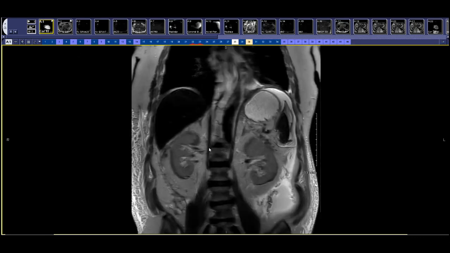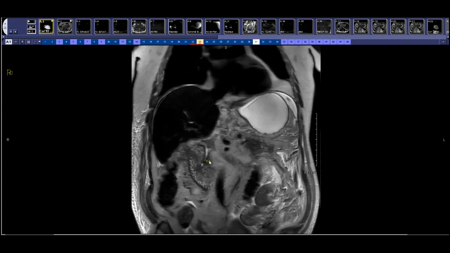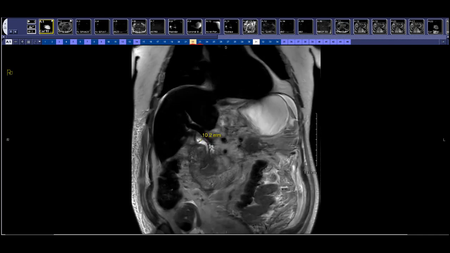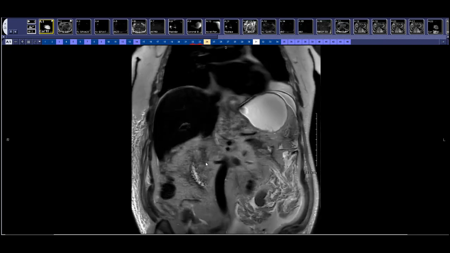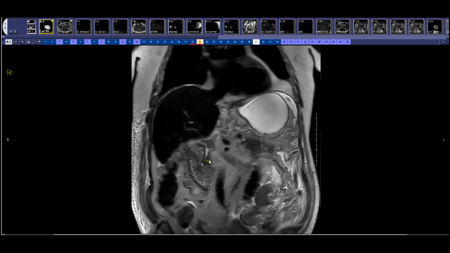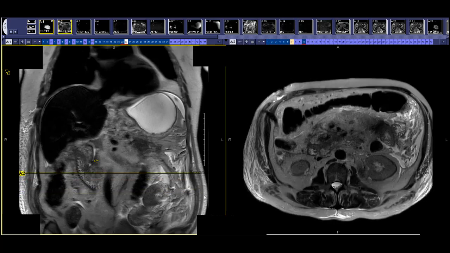So on our coronal T2 where we started, here we can see the common bile duct extending down near the duodenum, and in this case it's dilated, measures up to 10 millimeters, and kind of gradually tapers as it gets close to the pancreatic head. And here with the arrow we can see a tiny filling defect. This is a really dark T2 signal, suspicious for a stone. This patient has had a cholecystectomy, so we want to cross-reference that suspected abnormality on the axial sequence.